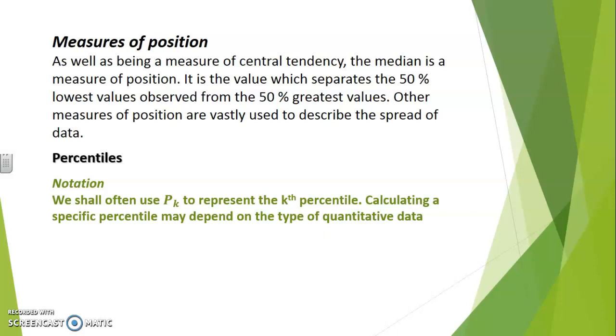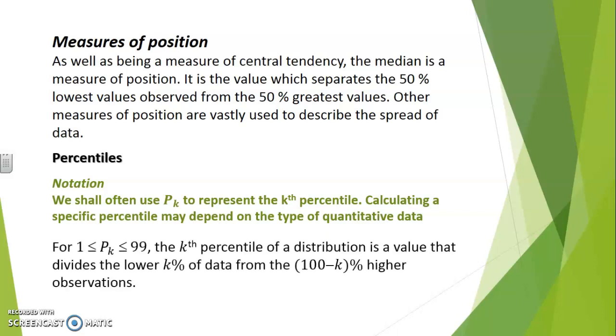We use P sub k to represent the kth percentile of the data. Calculating a specific percentile may depend on the type of data that we are dealing with. Now, for percentiles between the 1st percentile and 99th percentile, the kth percentile of a distribution is roughly a value that splits the lowest k% of the data from the 100 minus k% higher observations.